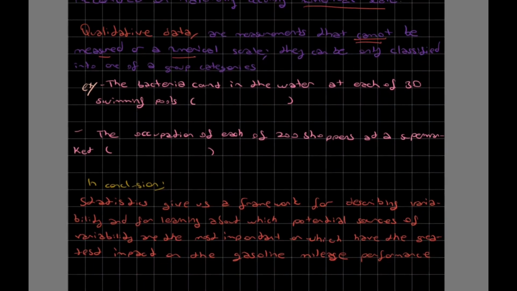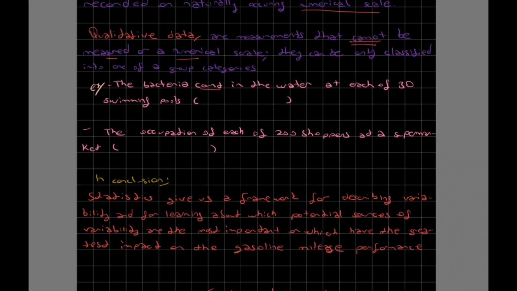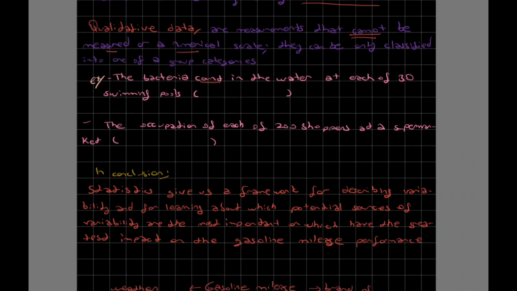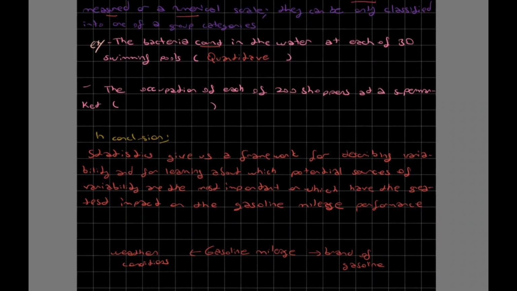Okay, I will give some examples to learn what is quantitative and qualitative. The bacteria count in the water at each of 30 swimming pools is quantitative. And the occupation of each of 200 shoppers at a supermarket is qualitative.